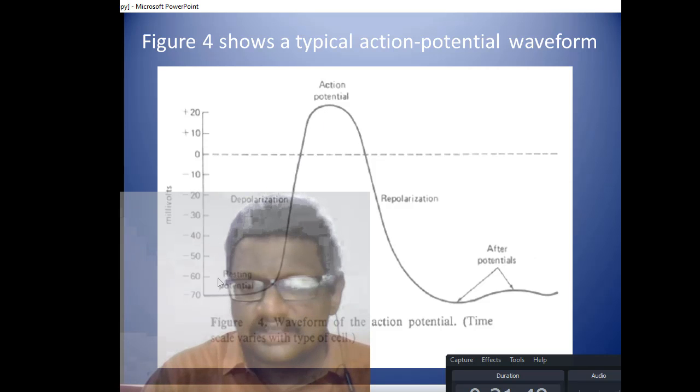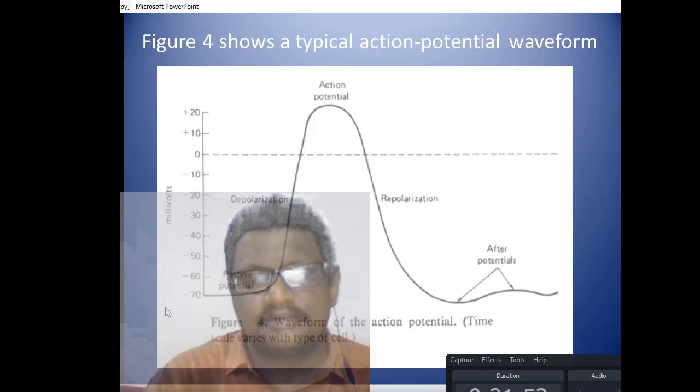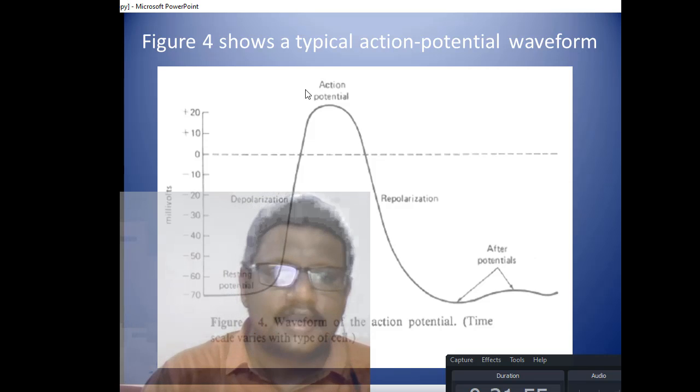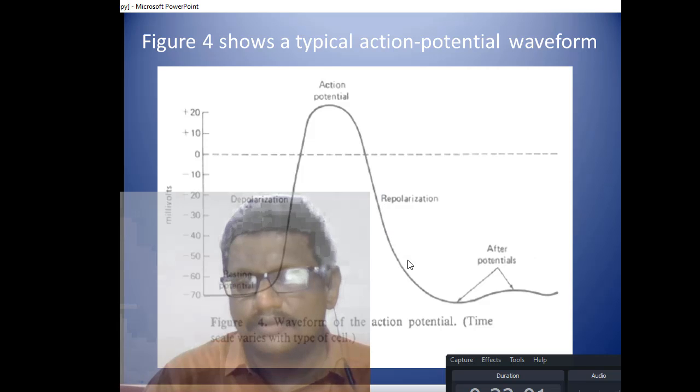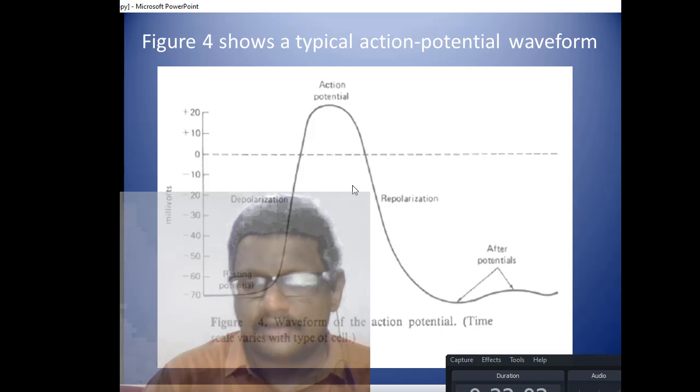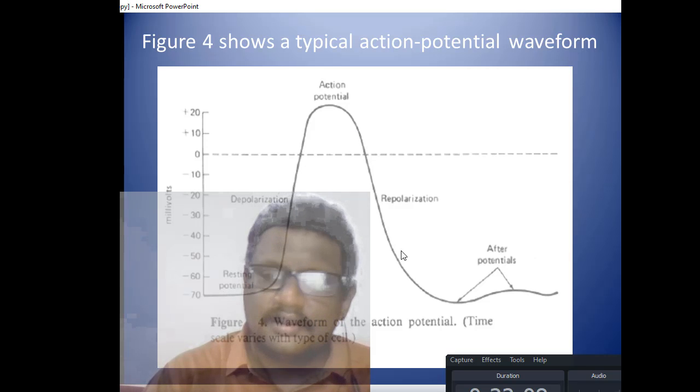When the cell is in the resting state, that is called the polarized state. When it goes to action potential, that is called depolarization. And after some time, again from action potential, it comes back to the resting potential. That is called repolarization. Polarized state, depolarization, and repolarization.